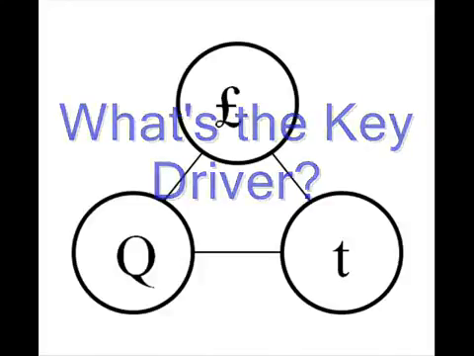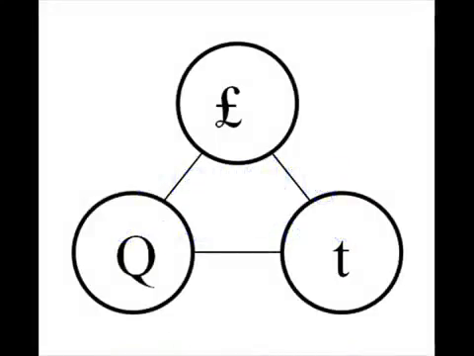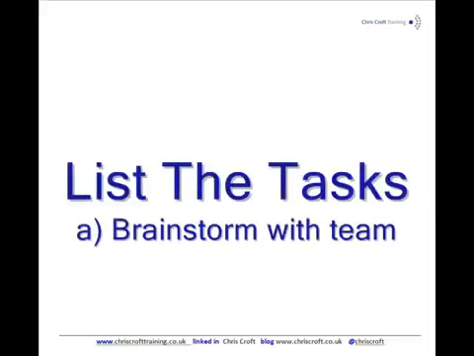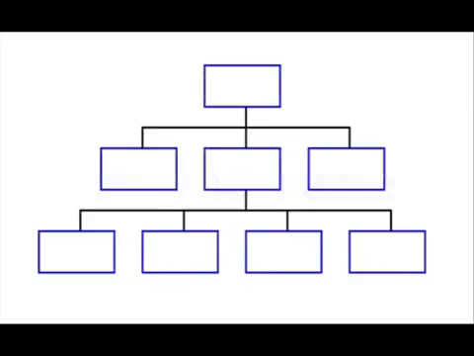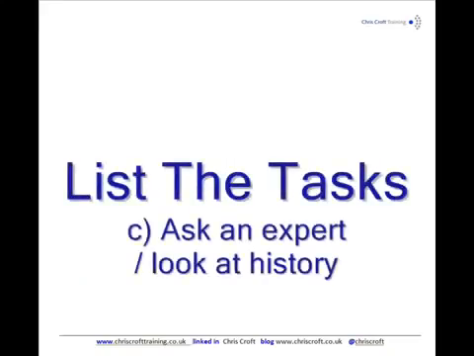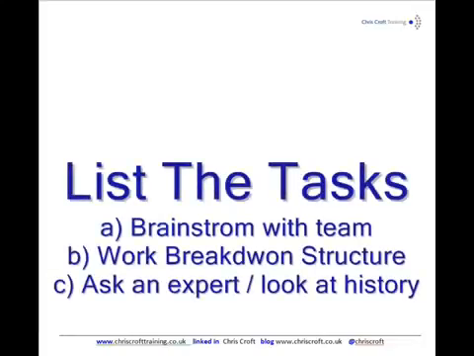Okay, then step 2, the planning begins. List the tasks. Make sure you don't miss any tasks, because that will really mess up the cost, quality, and time. So think carefully about listing the tasks, probably in 3 different ways. Have a big brainstorm meeting with your team and get a random list. Then get that list structured down into a work breakdown structure, which is a tree diagram of tasks. And then maybe ask an expert if you've missed anything, or have a look at history, see what happened last time.